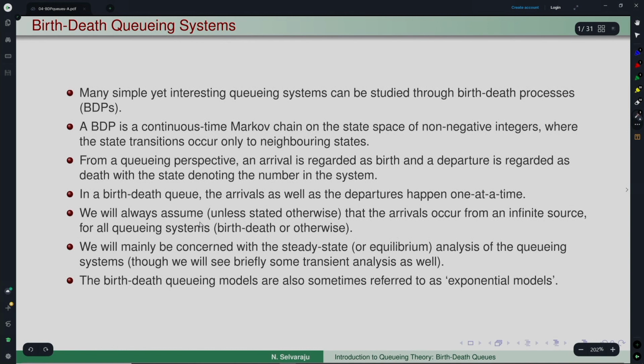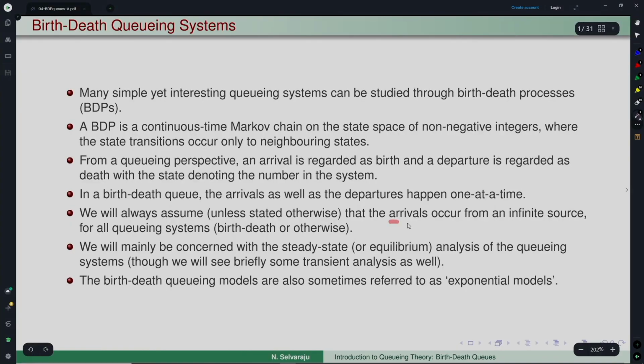We will always assume, unless stated otherwise, that the arrivals occur from an infinite source for all queuing systems, whether it is birth death queuing systems or otherwise. When we go later into more general Markovian queuing systems or semi-Markovian queuing systems, we will always assume that the arrivals occur from an infinite source, which means there is an infinite population from which the arrivals happen to the particular queuing system which we want to study. Wherever there is a finite source, we will mention that as well.